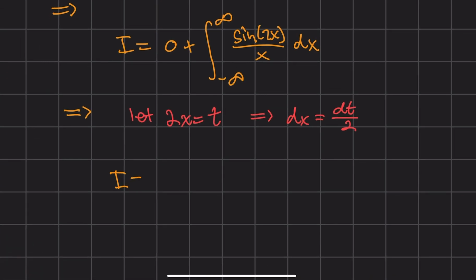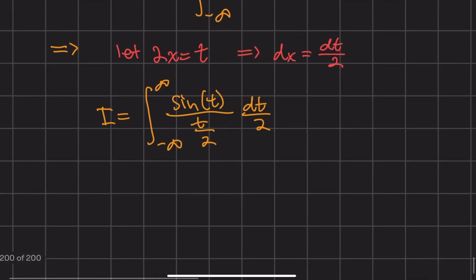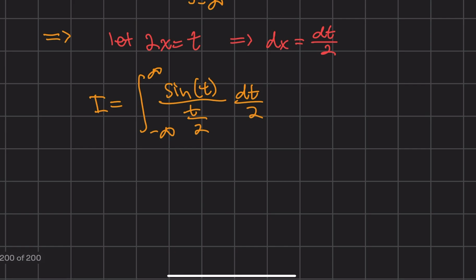And we have I is equal to the integral. Our bounds have not changed at all. And now what we're left with is sine of t over, if we solve for x, we get t over 2. And then our dx directly substitutes for dt over 2. Now, the 2 under the t and the 2 under the dt cancel out, giving us that I is equal to the integral going from negative infinity to infinity of sine t over t dt.